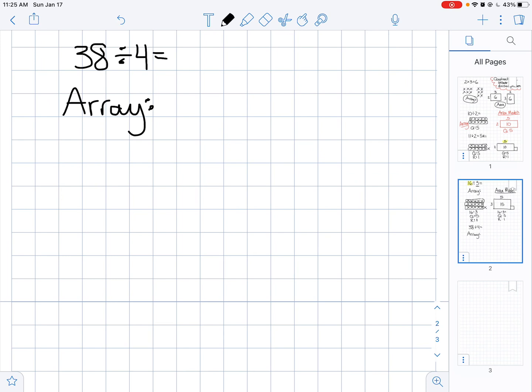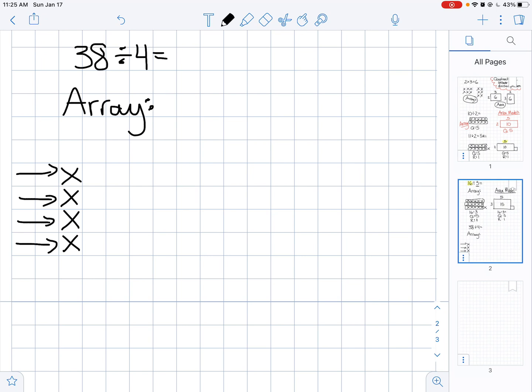So if I'm making an array of 38 items divided into 4 equal groups or 4 rows, I'm going to start by making my 4 rows. Remember, rows go this way. Whoops, sorry, didn't know it would do that. Rows go this way. So I'm going to set up my 4 rows and then just count by 4s until I get as close to 38 as I can.